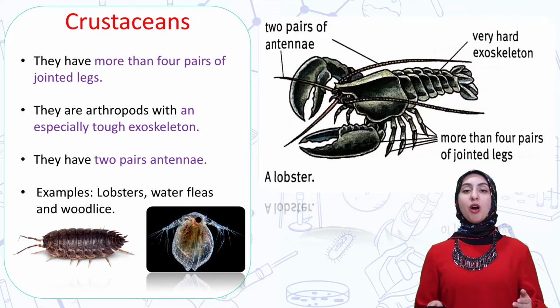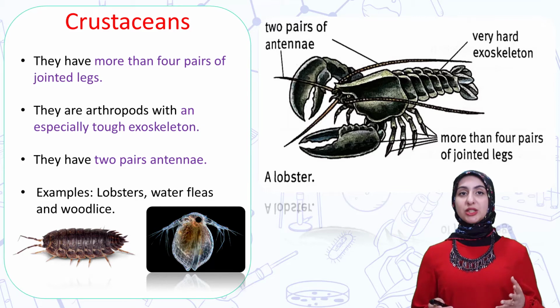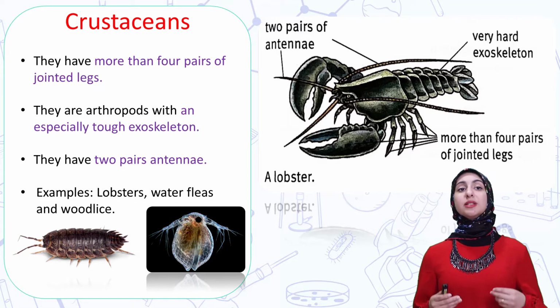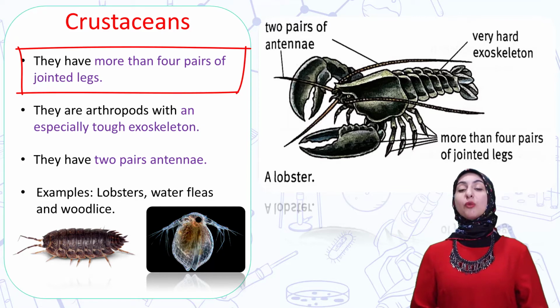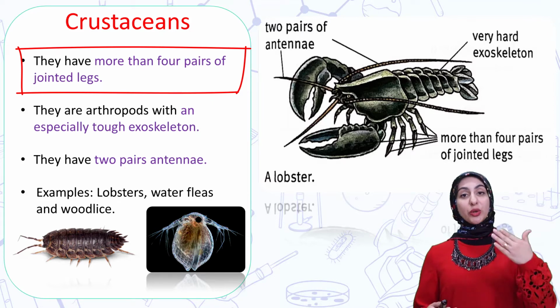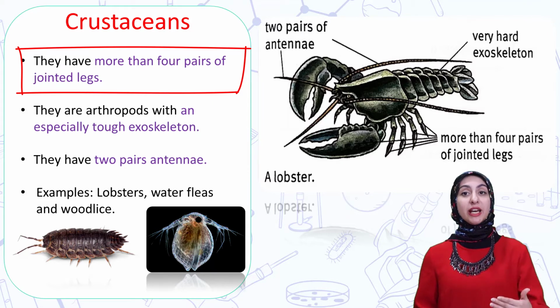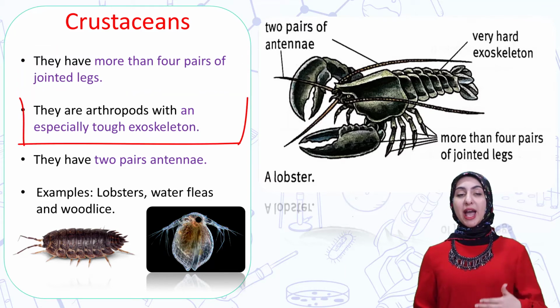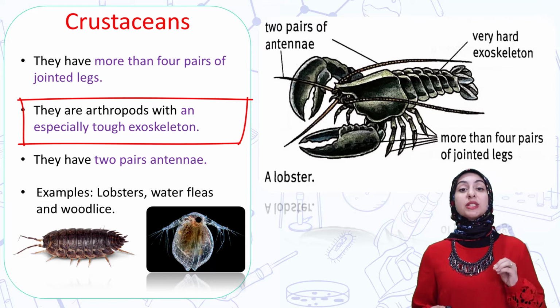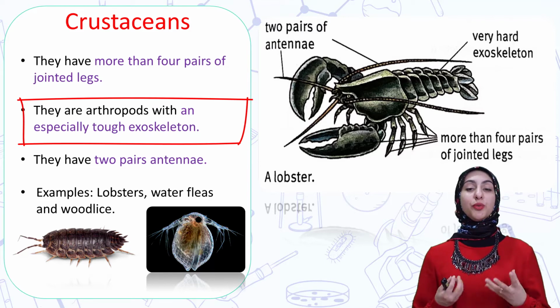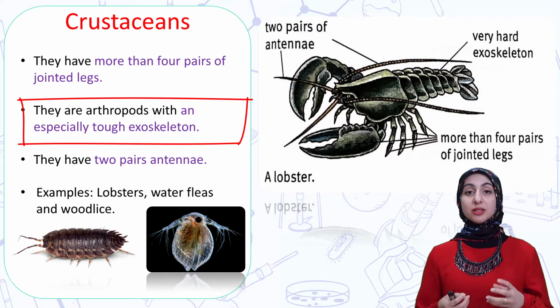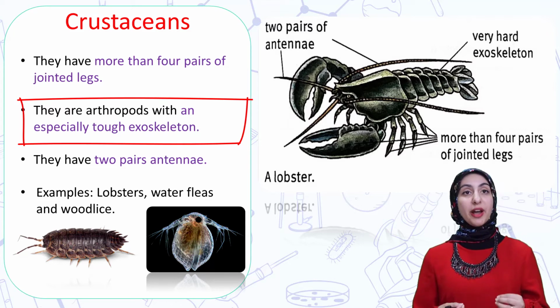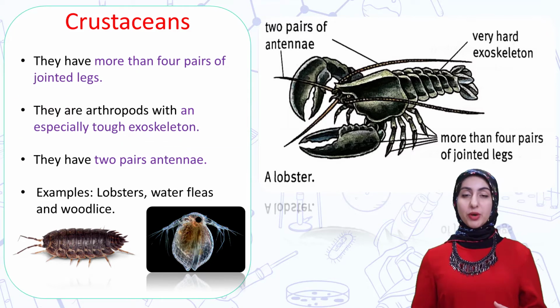The third group of arthropods is crustaceans. Crustaceans, they have more than 4 pairs of jointed legs. So this means on each side you will find more than 4 jointed legs. They are arthropods with an especially tough exoskeleton. This means if you find any animal with exoskeleton, it will be classified as crustaceans. For example, lobsters, water fleas, and wood lice.